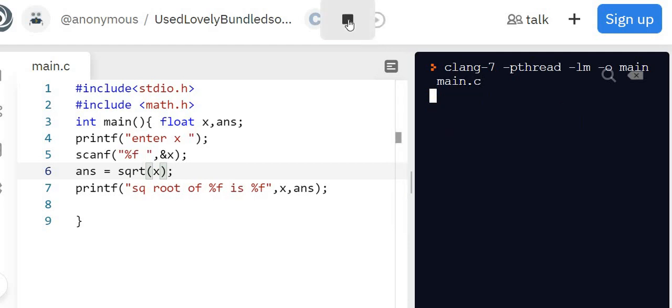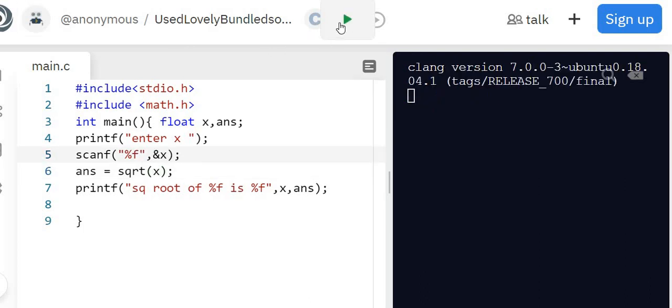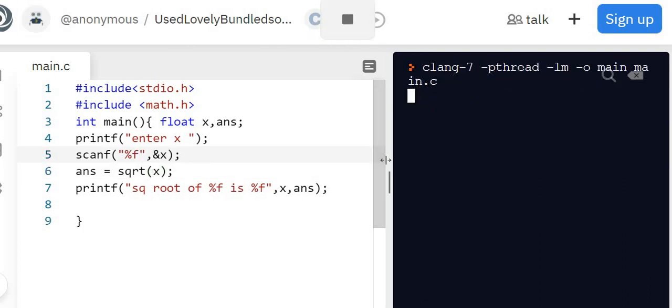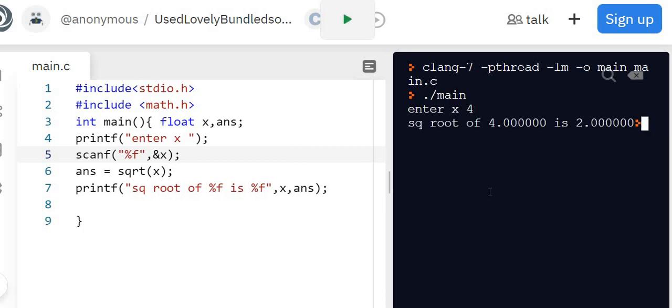Let's run this. Enter x. Suppose I enter 4. We know the answer is 2. What happened to this program? Internet connection is very bad. X is equal to 4. Let me check. Connected again. 4. Yes, square root of 4 is 2.